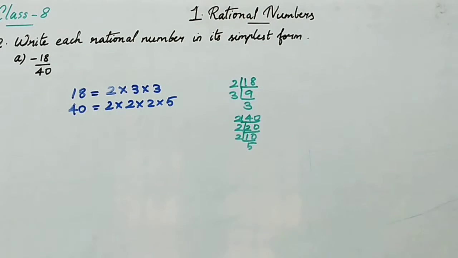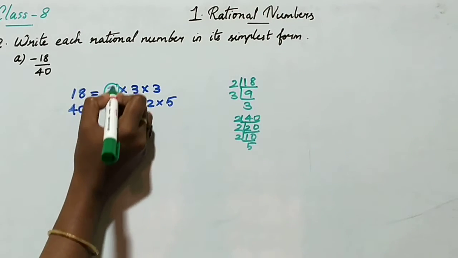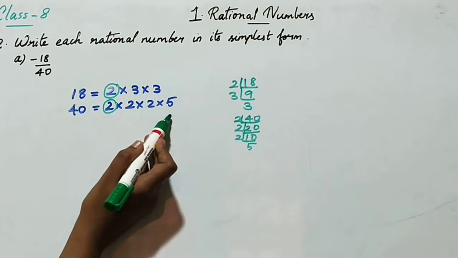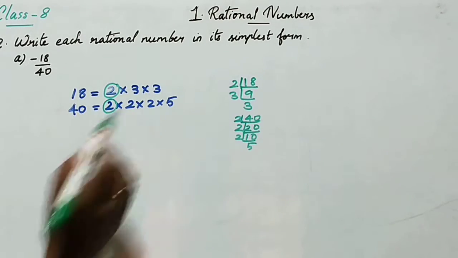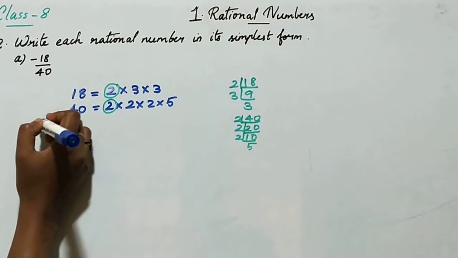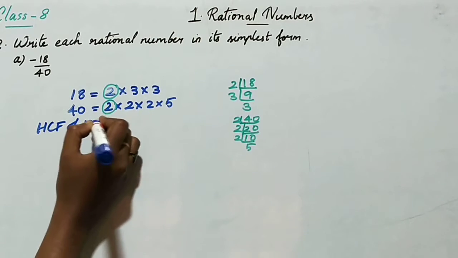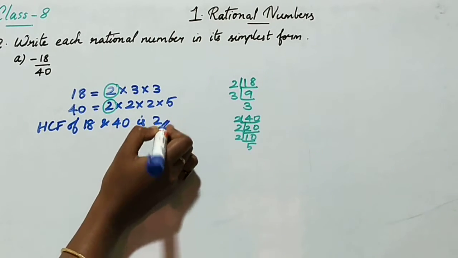Right. Then 5. Okay. Now the thing is to find the HCF, I need to take the common factors from this. So what is the common factor here? Only 2 is common in both the places. Right. Here the remaining is 3. I don't have any 3 over here. Then I don't have 5 in the first one also. In 18 I don't have 5. So the factor is 2. Right. So the HCF, what is the HCF here? HCF of 18 and 40 is 2. Right. So 2 is the HCF.